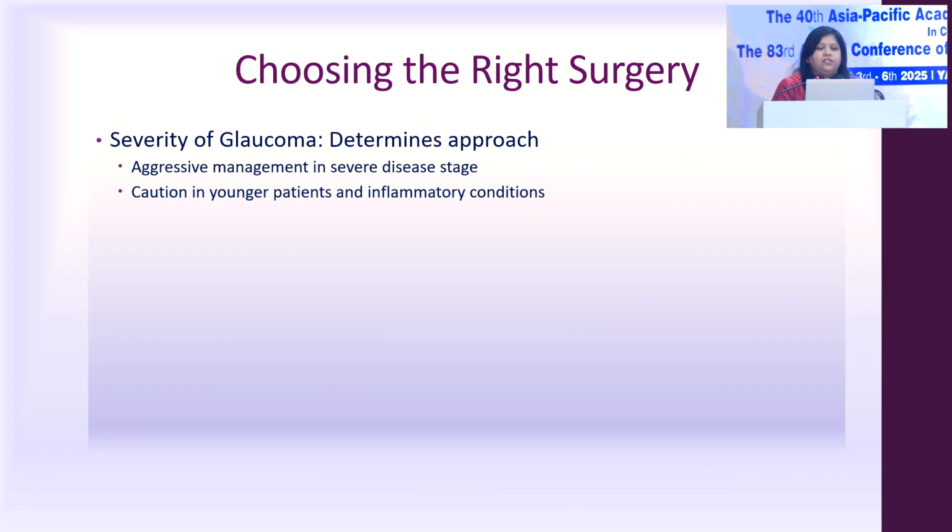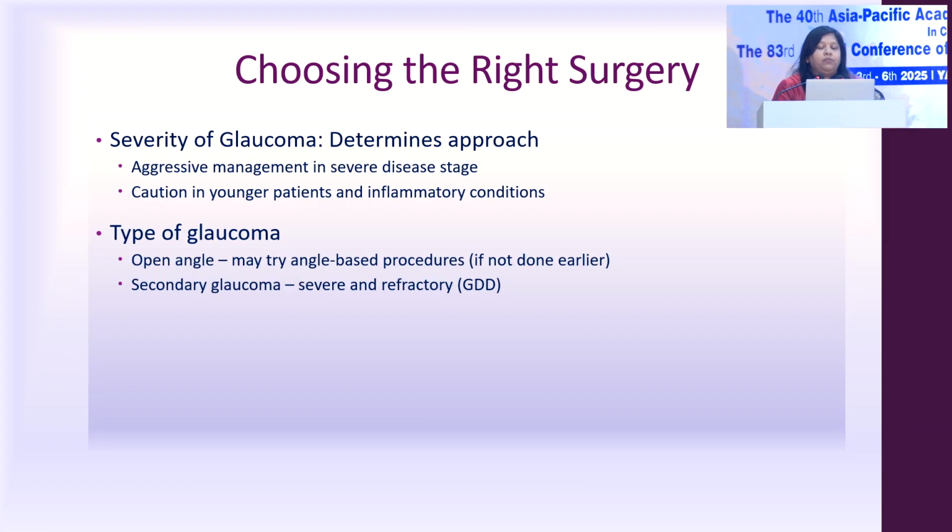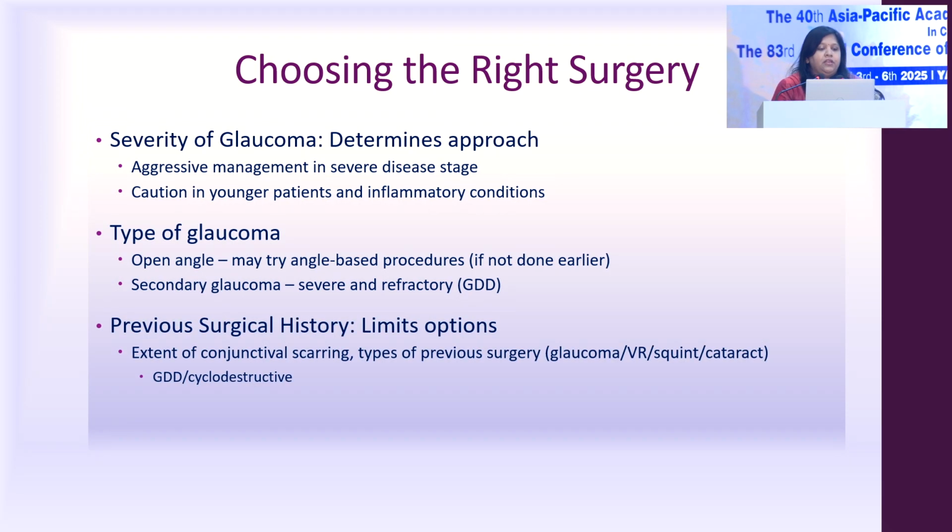So choosing the right surgery. The severity of glaucoma determines the approach. Aggressive management is warranted in severe disease, and caution in younger patients and those with inflammatory conditions. The type of glaucoma matters. If it's an open angle glaucoma, one may try angle-based procedures if not done earlier. Secondary glaucomas tend to be severe and refractory, so GDDs may be better. Previous surgical history often limits options.